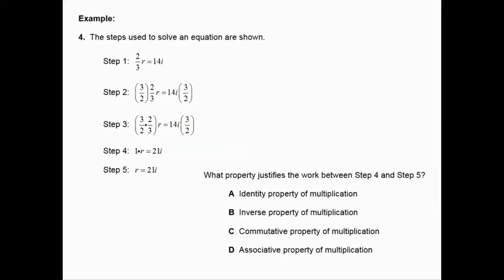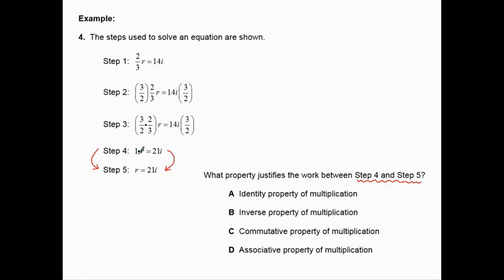Let's look at example 4, our one property problem. The steps used to solve an equation are shown. So we've got 5 steps to solving this equation. And the question says, what property justifies the work between step 4 and step 5? So that's step 4 to step 5. That's right here. So we need to see what's changing and what property would justify that.